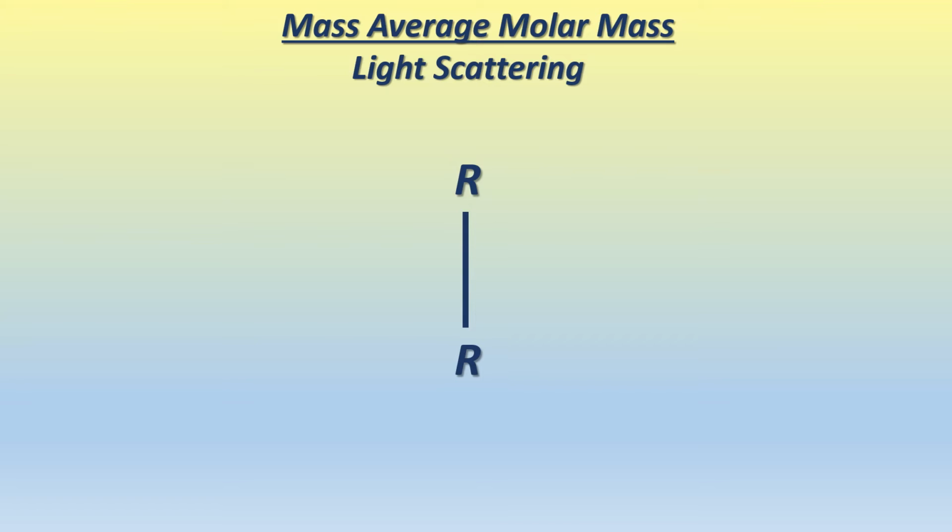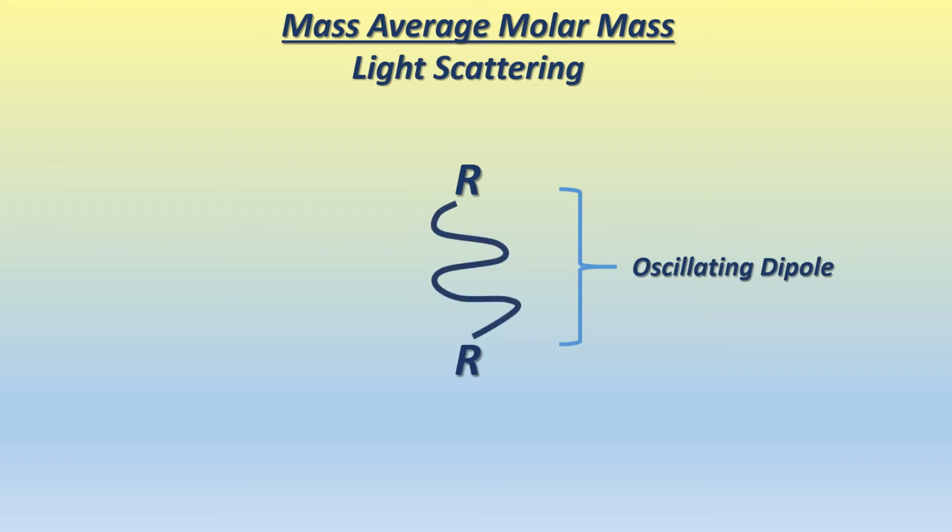However, we know that the bond is not rigid, it's flexible, and it is also made up of charged particles. So in essence, any covalent bond is an oscillating dipole as the charges move back and forth. Light is also an oscillating dipole. These 2 dipoles will interact.